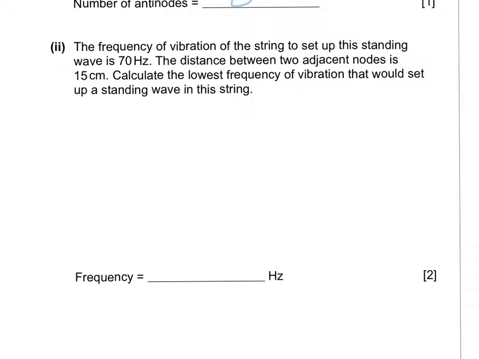Okay, so part 2, the frequency of vibration of the string to set up this standing wave is 70 Hz. The distance between two adjacent nodes is 15 centimeters. Calculate the lowest frequency of vibration that would set up a standing wave in this string.